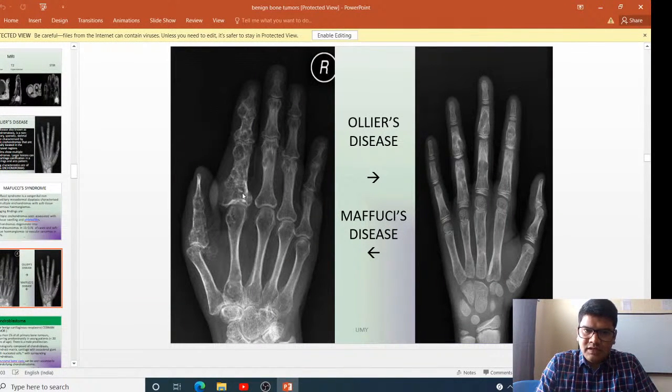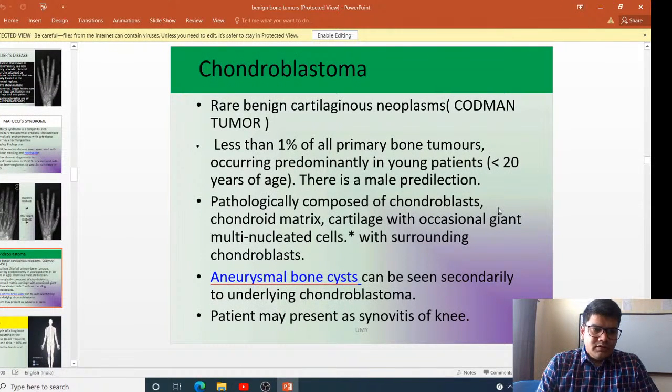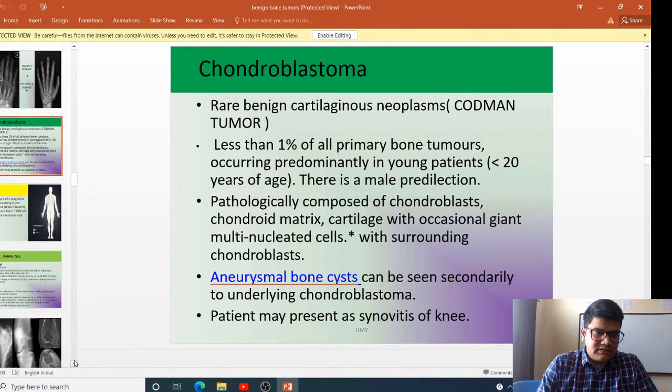Here you can see so many lytic lesions in the bones of hands and feet. This is Maffucci syndrome, and in Maffucci syndrome you can see many cortical breaches happening, and lesions are not necessarily medullary. They can also be eccentric lesions. But in Ollier's disease the lesions are mostly medullary. This is Maffucci syndrome and this is Ollier's disease. Chondroblastoma, as we have already discussed, we will proceed to cystic lesions of the bone.